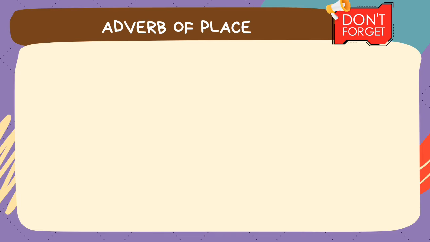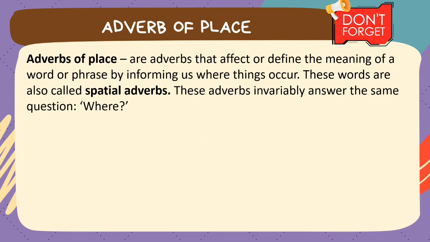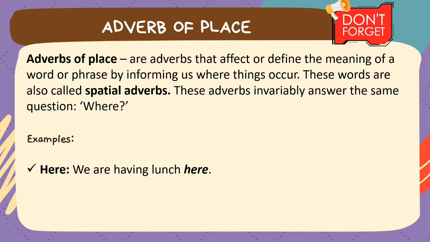Down to another topic this week. Let's talk about adverbs of place. Adverbs of place are adverbs that affect or define the meaning of a word or phrase by informing us where things occur. These words are also called spatial adverbs. These adverbs invariably answer the same question: where. Let me give you some examples.